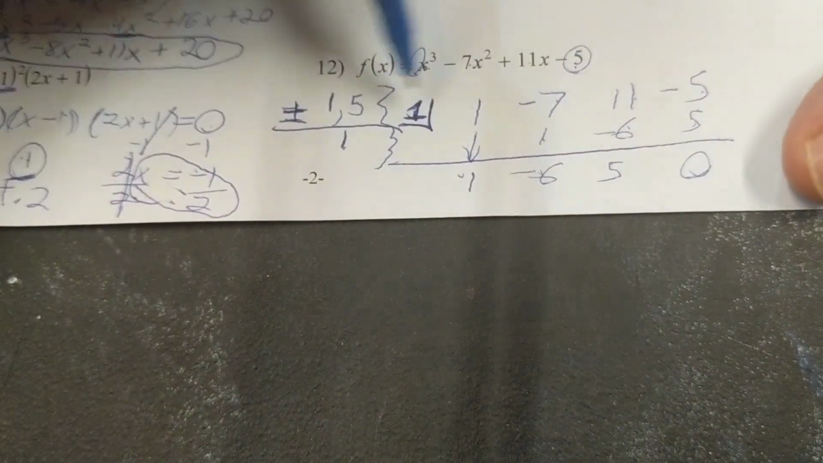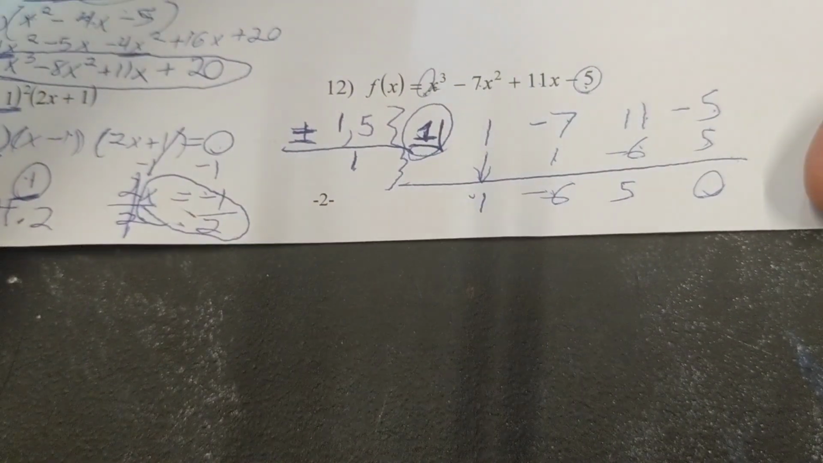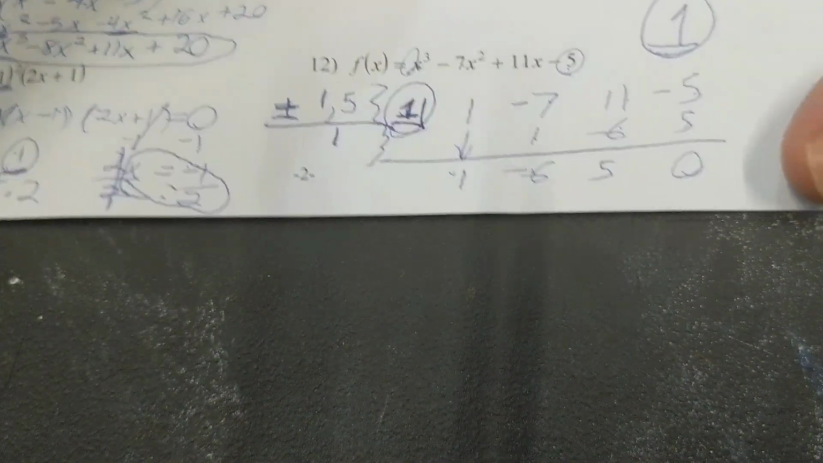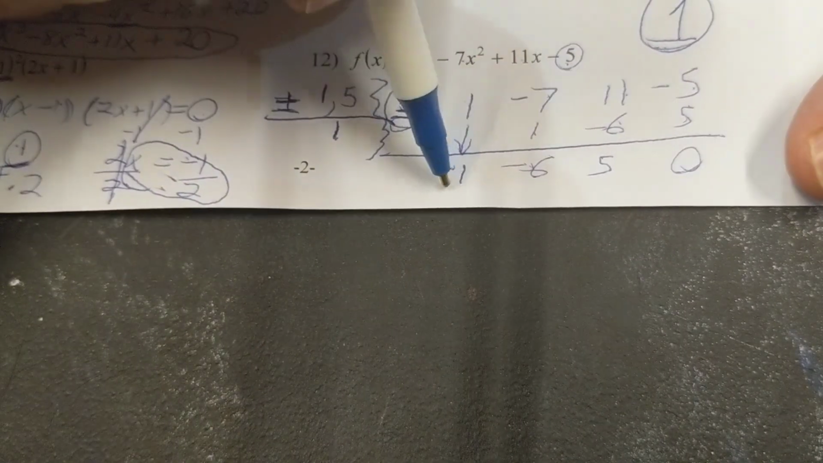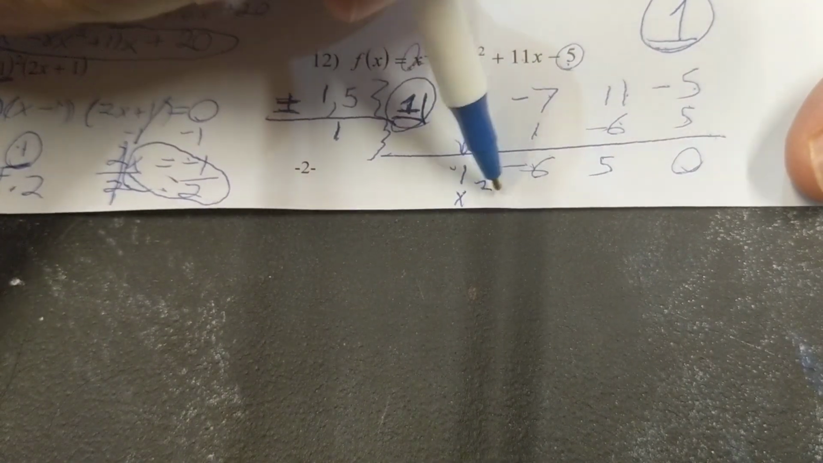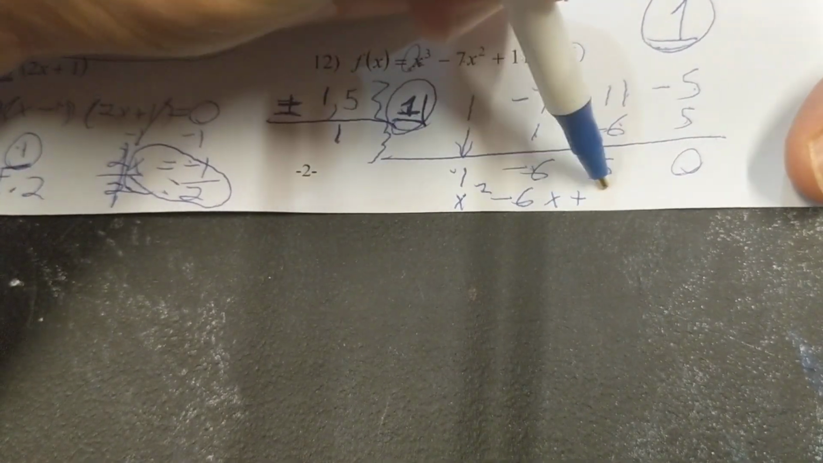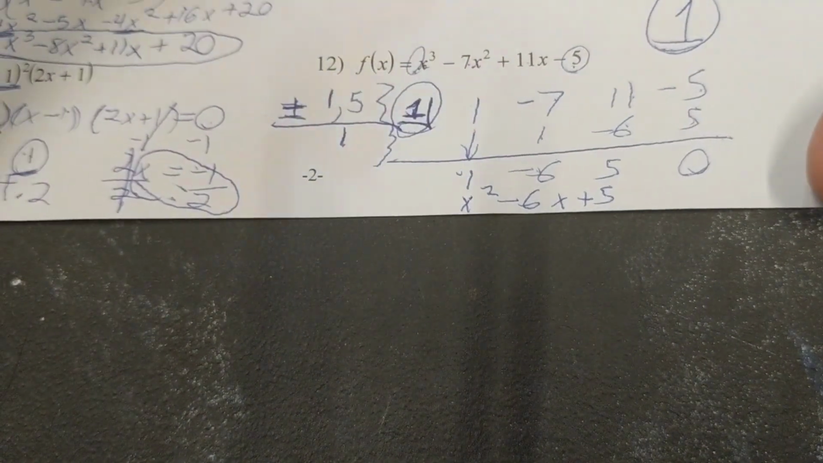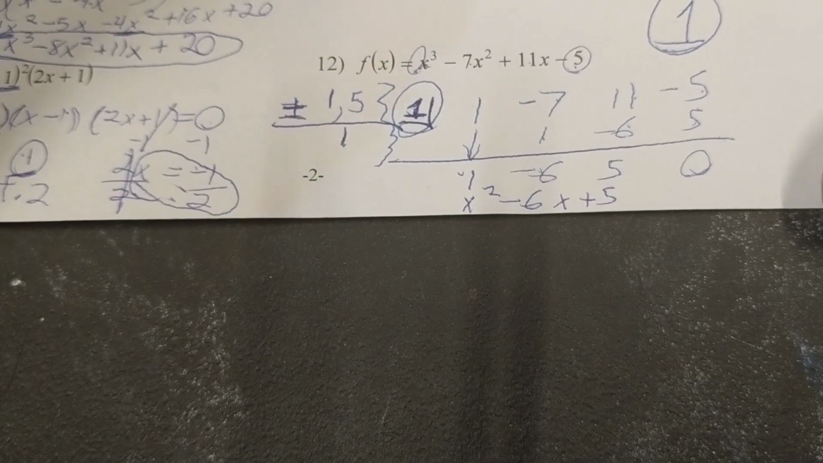Now we just got to say, looks like we found one of the zeros. It's positive 1. So one of the zeros is positive 1. And then the leftovers is going to be x squared minus 6x plus 5. I'm trying to think of things that go into 5 that add up to -6. That might actually work. Let's see if we do double negatives.